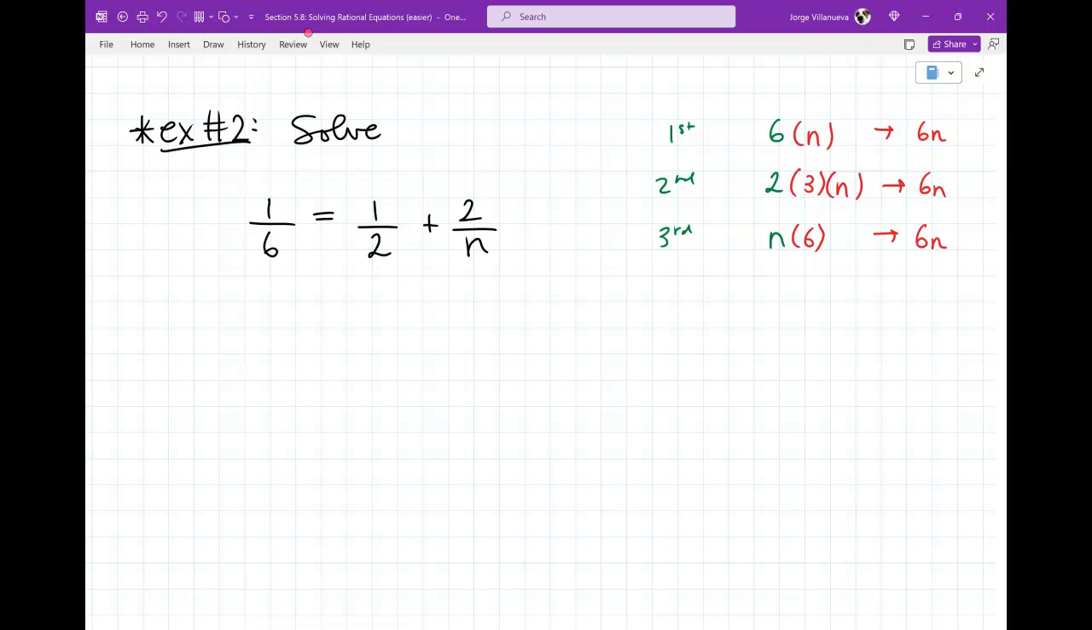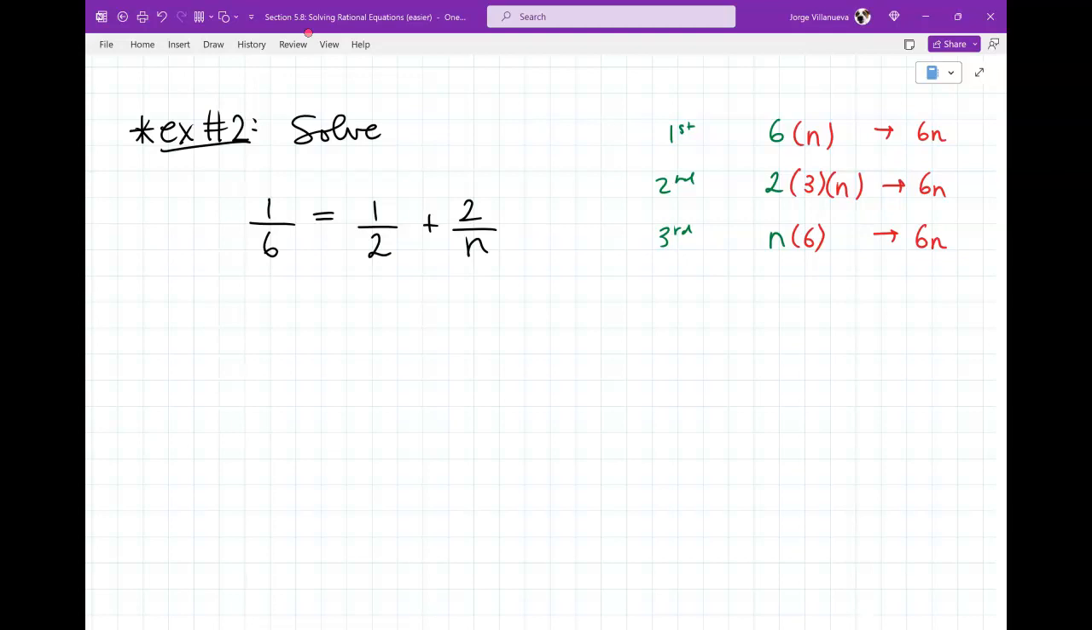So for the first fraction, I'm going to multiply it by n. For the second fraction, I'm going to multiply it by 3n. And for the third fraction, I'm just going to multiply it by 6. And that'll make sure that all of them have a 6n on the bottom. Does that make sense? Okay.